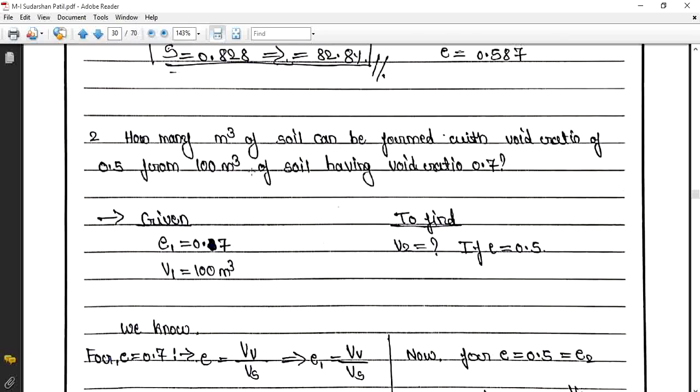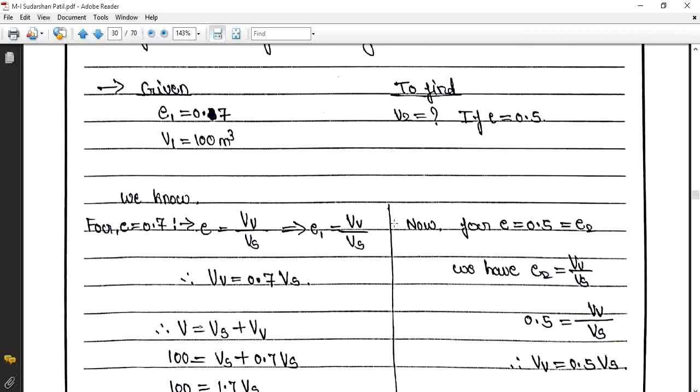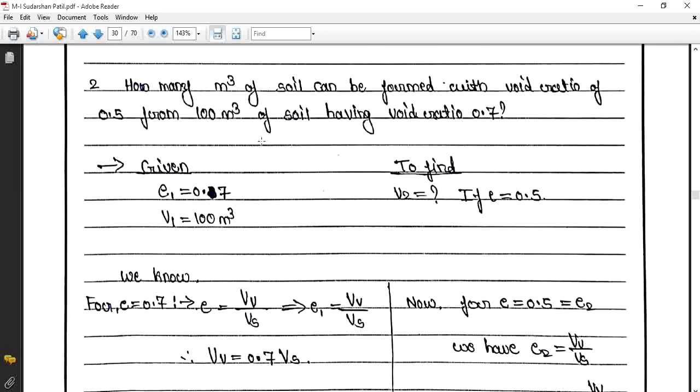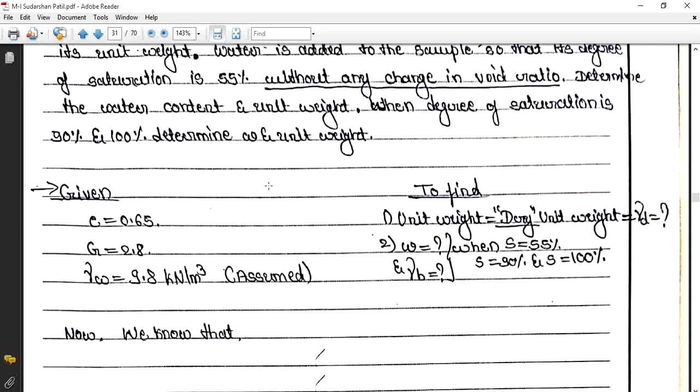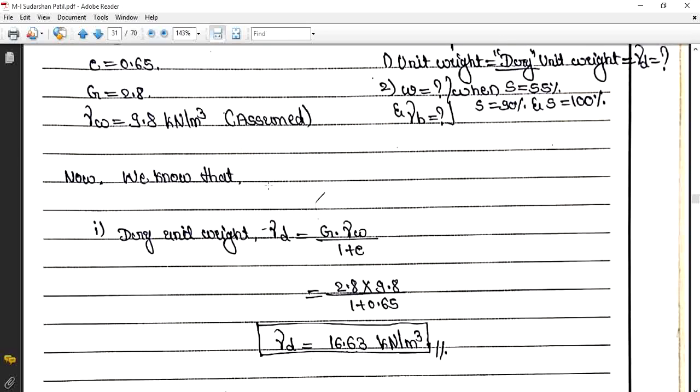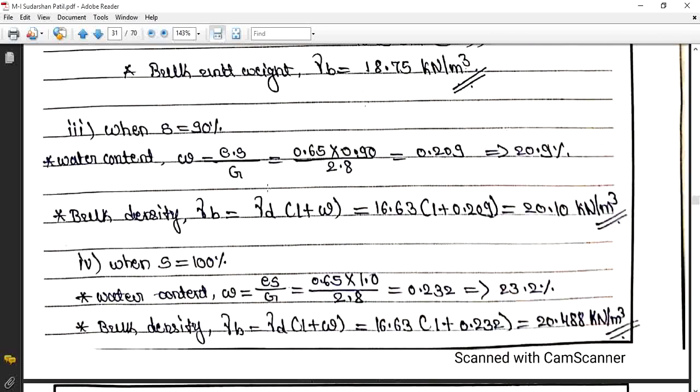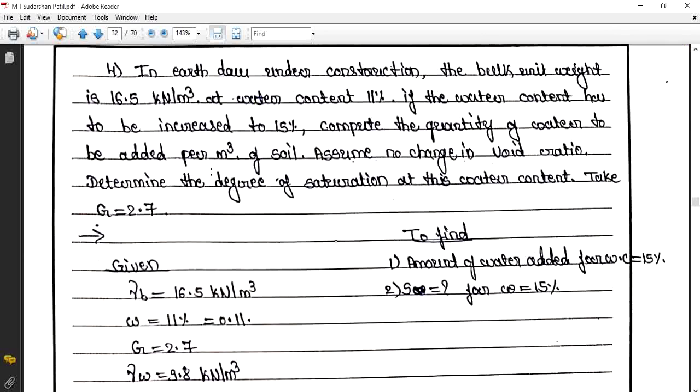This problem we have already solved. You can see the second problem we have already solved in the previous lecture. I will move to the third problem. I guess we have solved the third problem also. So let us move to the fourth problem. This is a very important and very interesting problem. All these problems are from previous year question papers, so you can go through them.